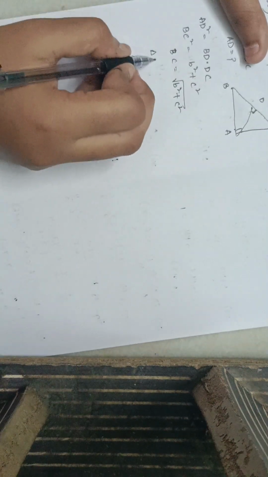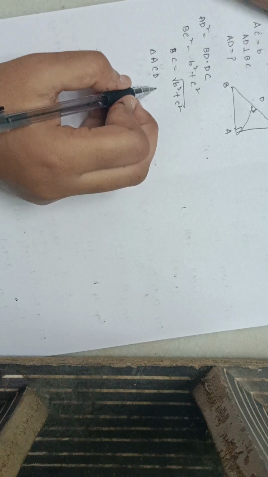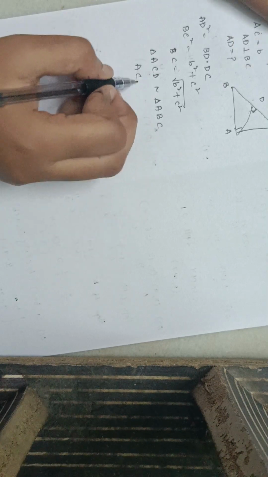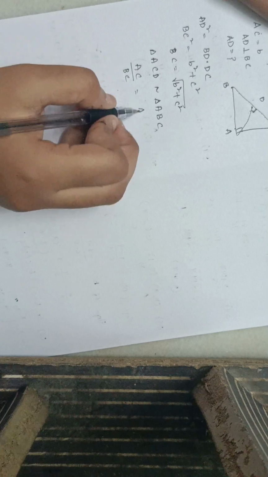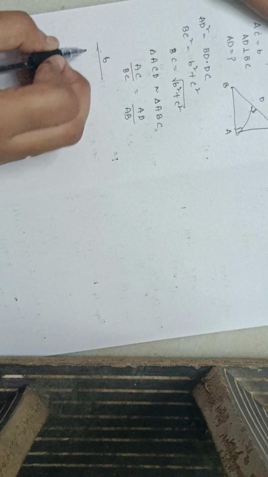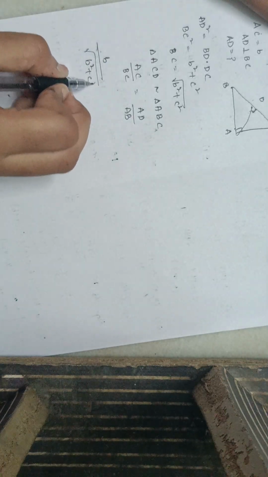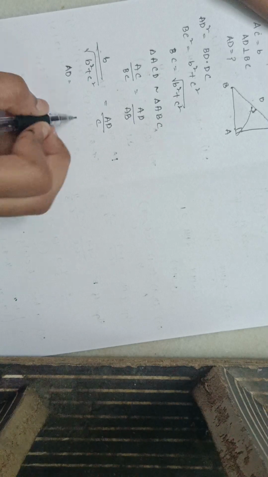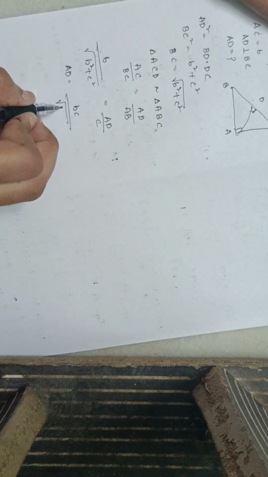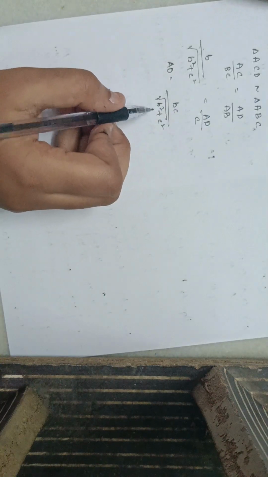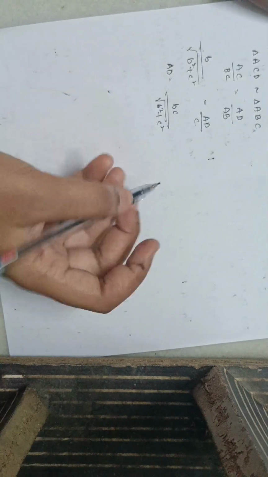Given that, we know triangle ACD is similar to triangle ABC. So AC by BC equals AD by AB. So AC value is b by root over b square plus c square, that equals AD by c. AD equals b into c by root over b square plus c square. So the answer is bc by root over b square plus c square.